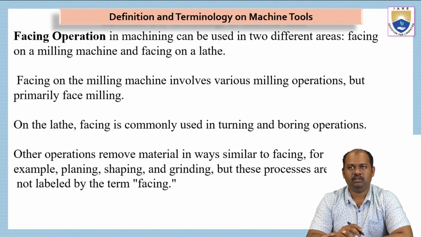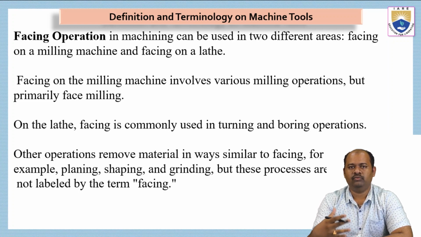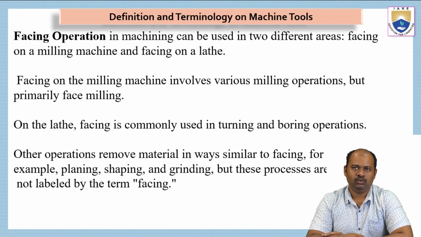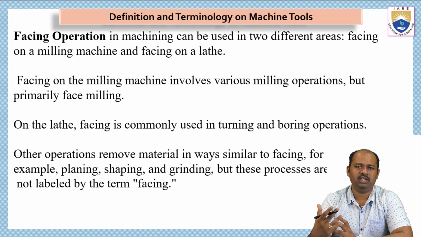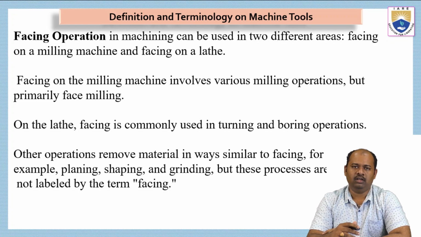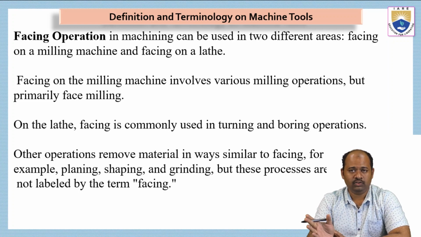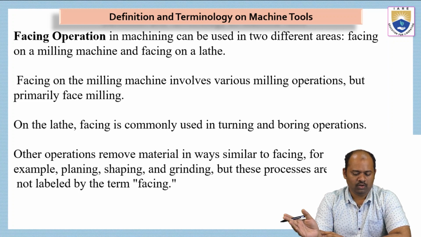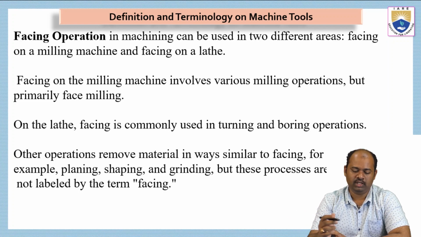So the facing operation is used for increasing the surface finish of the cross section of a cylindrical rod. Facing on the milling machine involves various milling operations, but primarily face milling can be done on a lathe machine and also on a milling machine. On a lathe, facing is commonly used in turning and boring operations. In both these operations we can do facing.